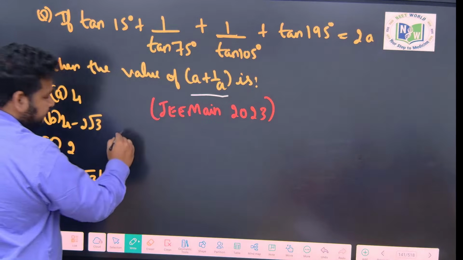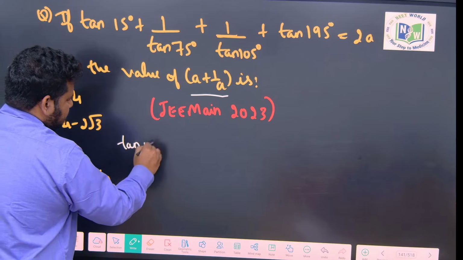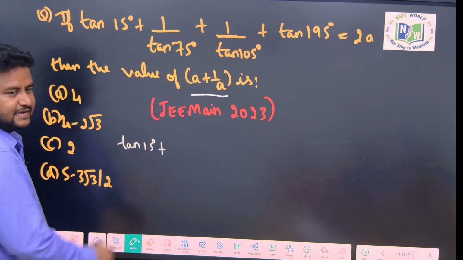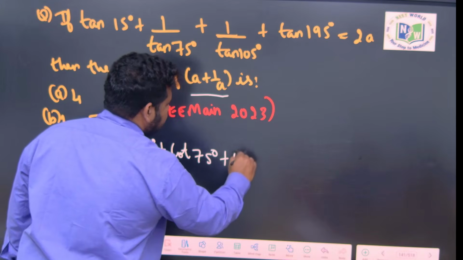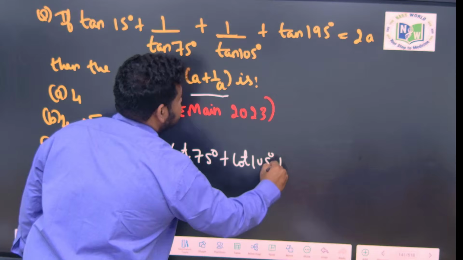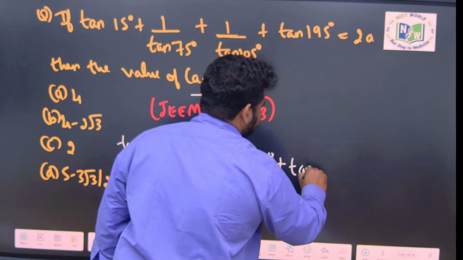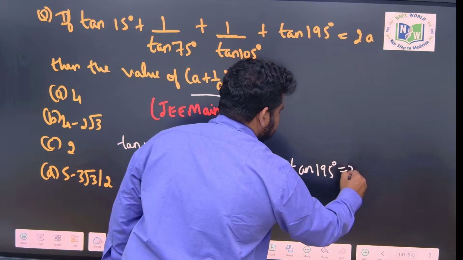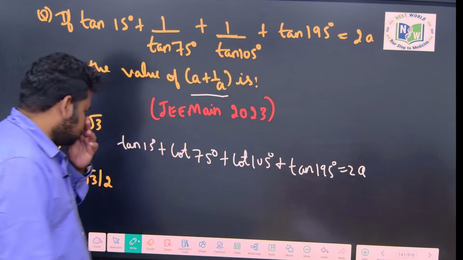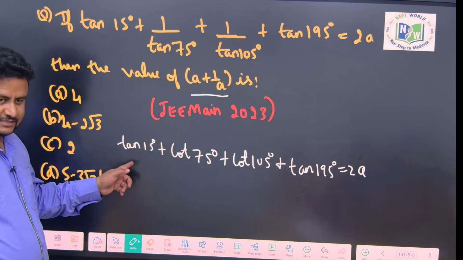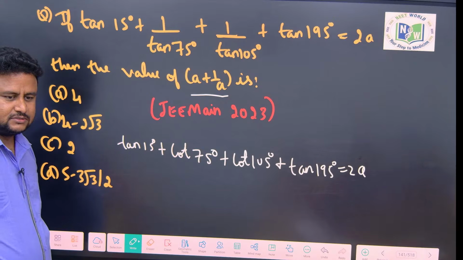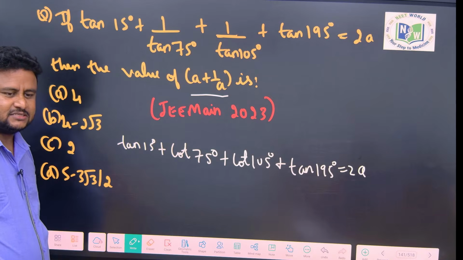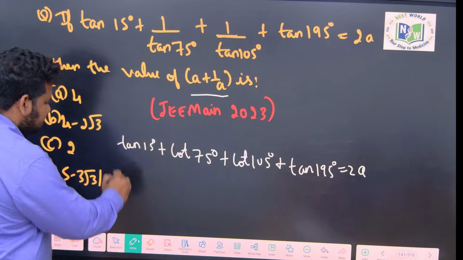First, tan 15 degree, keep it as it is. Plus 1 by tan 75 degree, I can write it as cot 75. This will be cot 105. This is tan 195. This is equal to 2 times a. Now, tan 15, let us keep it as it is. Cot 75 can be written as cot 90 minus 15 degree. Cot 90 minus 15 degree is tan 15 degree. So this will also become tan 15.